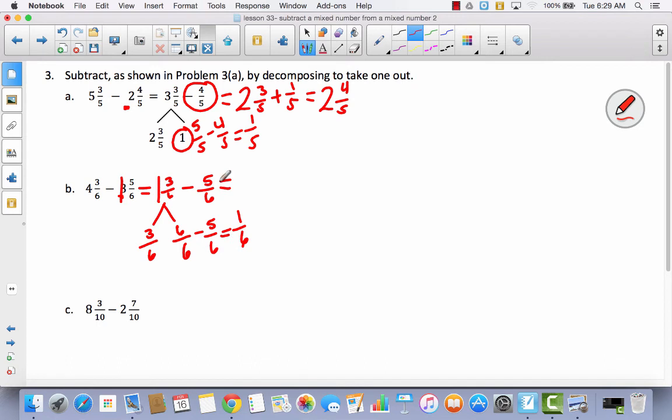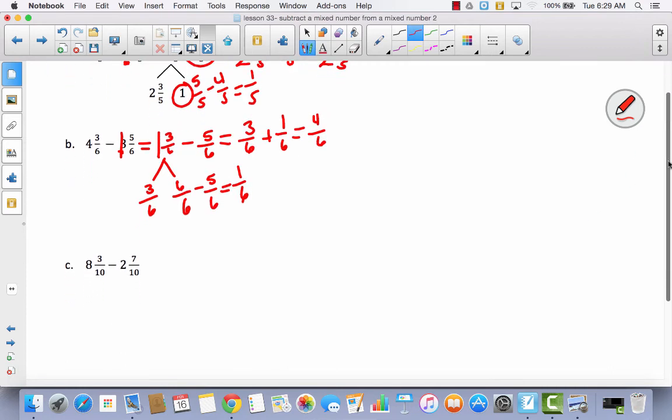Now all I have to do is come back and add what was left over from my original decomposition to what I got when I subtracted, and that gives me the answer, which is 4 6s. Okay? All right, let's try that one more time.